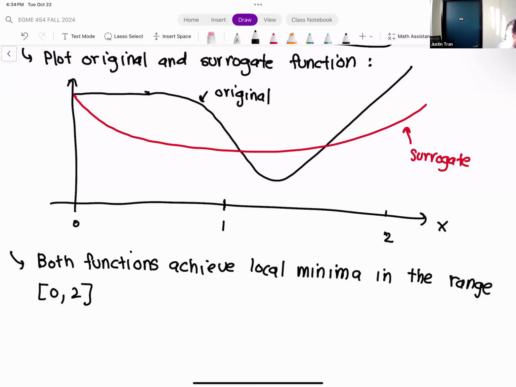They're different from each other. You can make the argument that our surrogate function has a minimum around x is equal to 1, the trough of the parabola, whereas our original function is slightly past that, maybe like 1.2. But the fact that both reach a minimum there is a really important thing. Because when you form surrogate functions this way, based on function evaluations, your surrogate is only going to be really accurate between the points where you choose to evaluate the function.